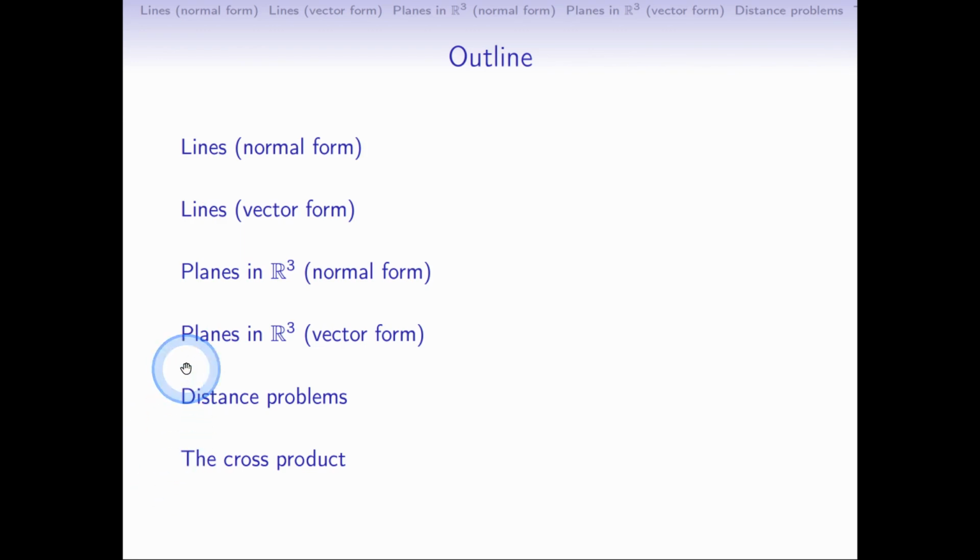So in part A, we're going to have lines. We're going to be talking about lines in space in 2 different ways, normal forms and vector forms. And then we'll be doing the same thing for planes in 3-dimensional space. We'll have a normal form and a vector form. We're going to save distance problems and the cross product for part B on section 1.3.